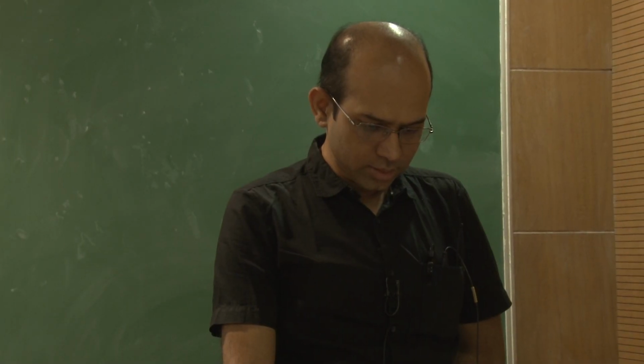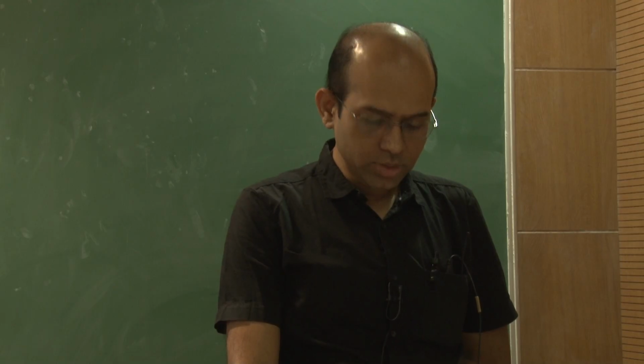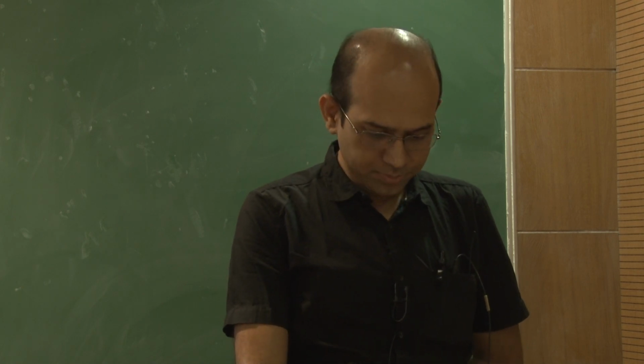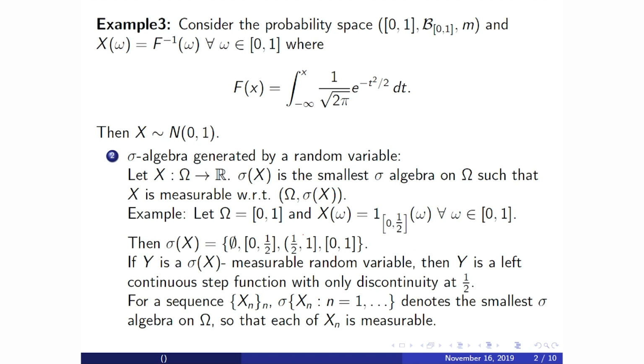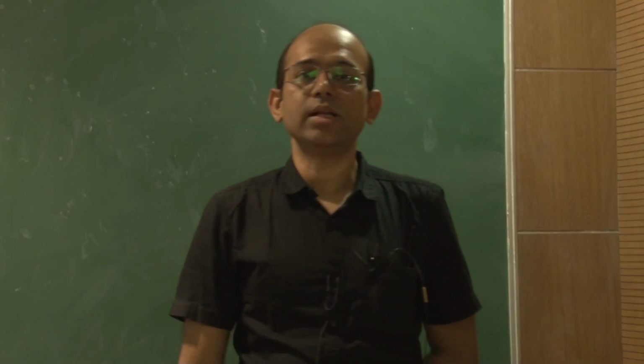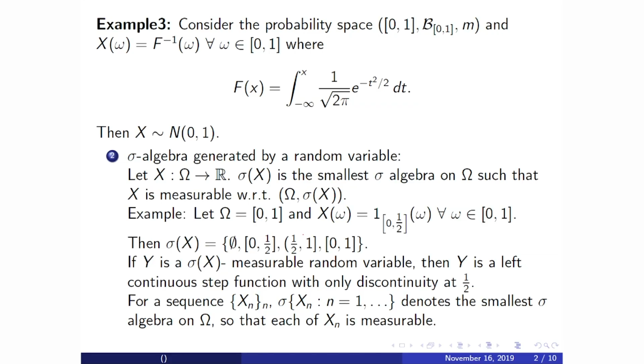In the last lecture, we have seen what a random variable is. A random variable is a measurable function; for our course, we take the mathematical model of a random variable. We have seen 3 examples. Today I would proceed further to talk about the sigma algebra generated by random variables and other issues. When we say sigma algebra generated by a random variable, we first have a map.